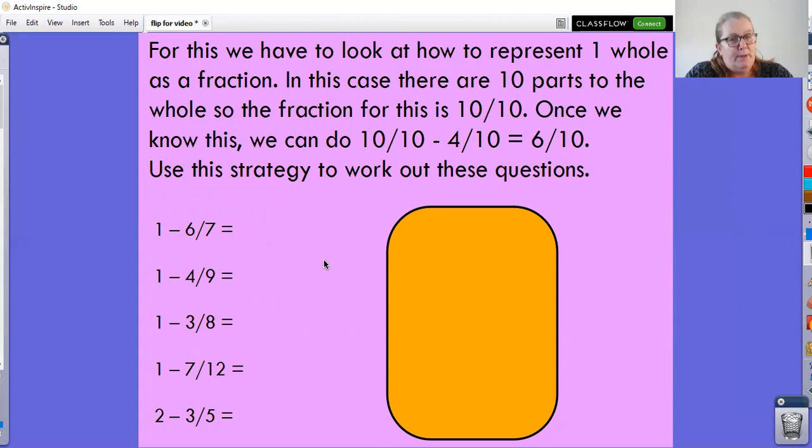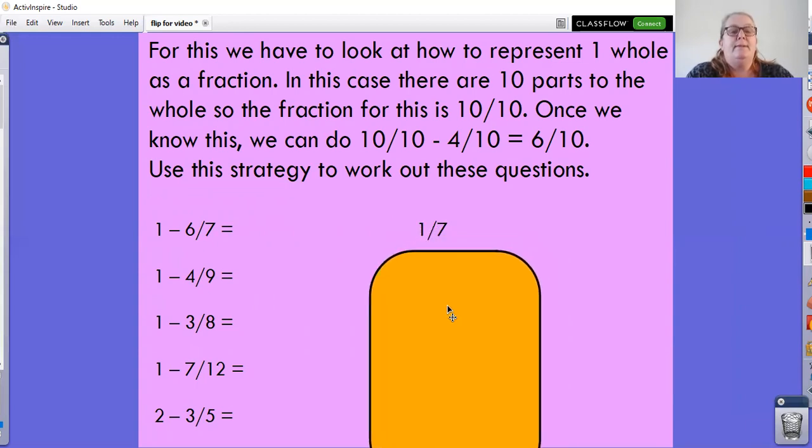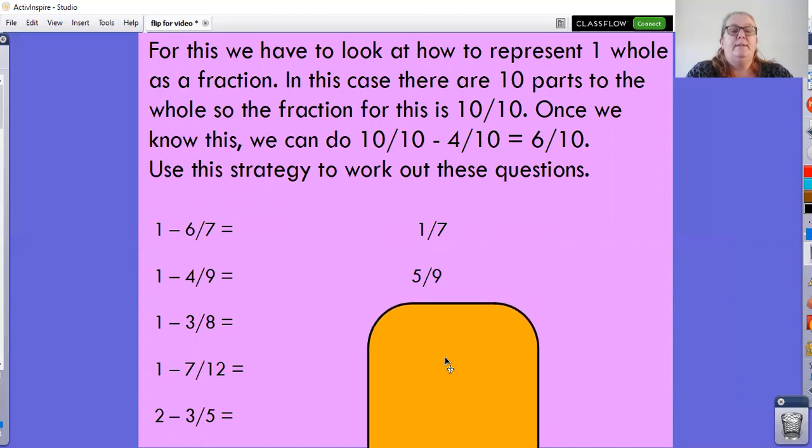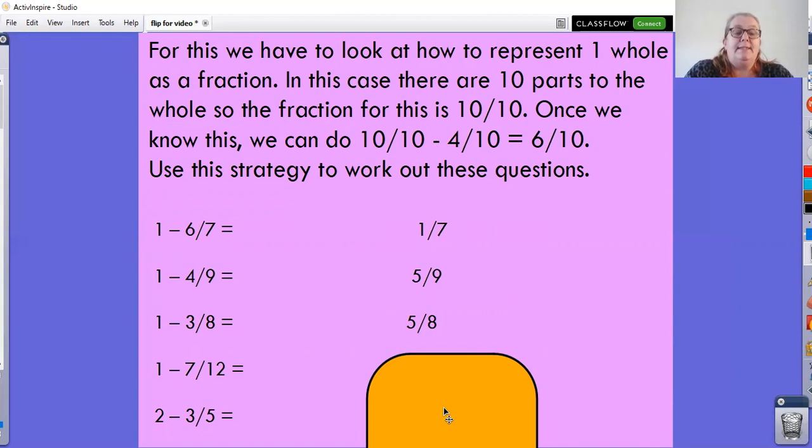Okay, so you should have had a go at those by now, using the same strategy, drawing out what the whole looks like. For the first one, 6/7, you should have been able to divide something into 7 parts. So 7 squares on a page, you would have coloured in 6, and you should have been left with 1/7. For the second one, you would have divided it into 9 parts, coloured in 4, and been left with 5/9. For the next one, you would have divided your whole into 8 parts, coloured in 3, and should be left with 5/8. And for this one, you'd have had 12 parts to your whole, coloured in 7, and been left with 5/12.